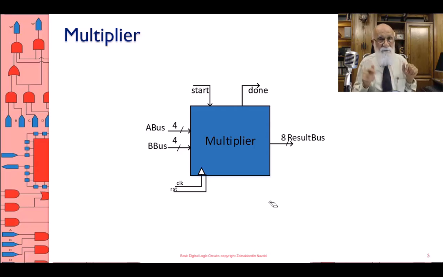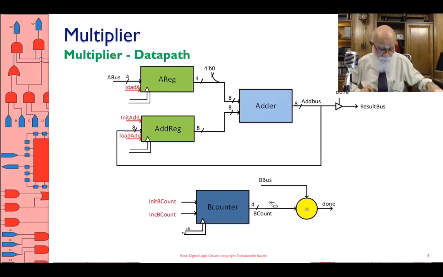So let's do this. The circuit sits and waits for a start. When the start is received, it collects A and B. When A and B are received, it starts counting and adding. When it's done, it will issue the done signal. It will keep the output on the result bus until the next operation begins.